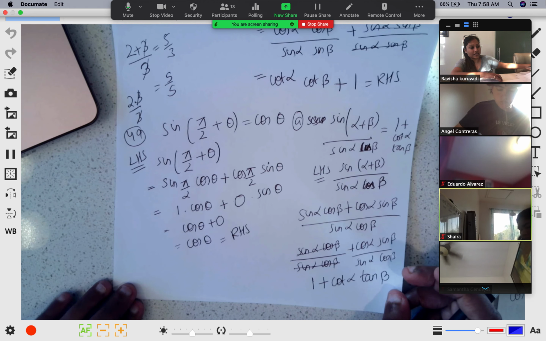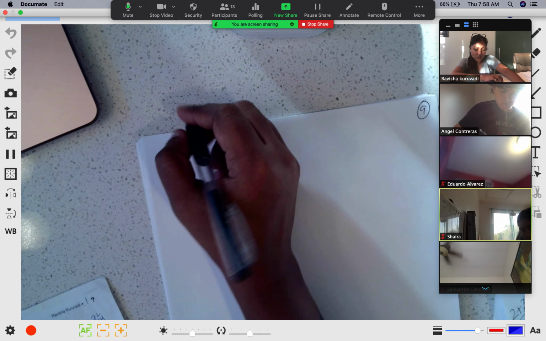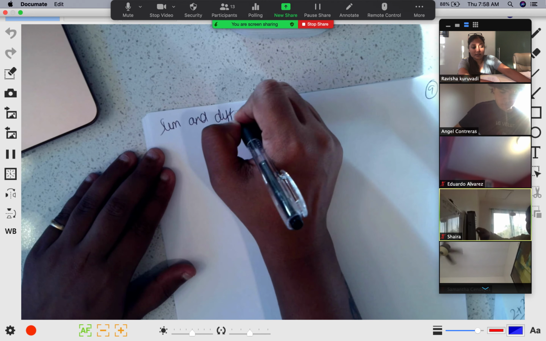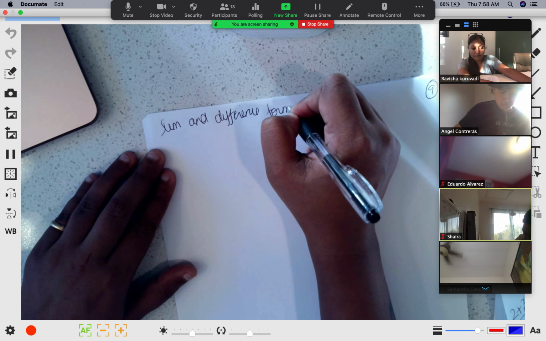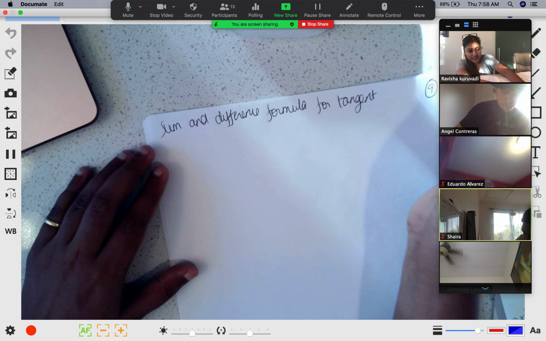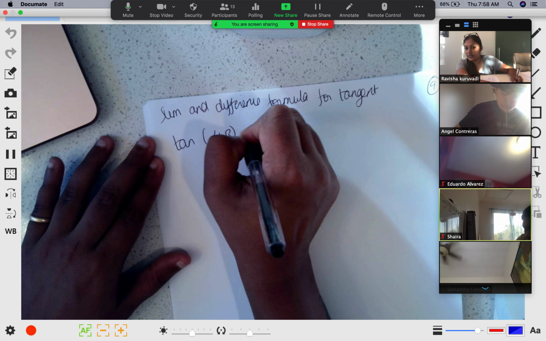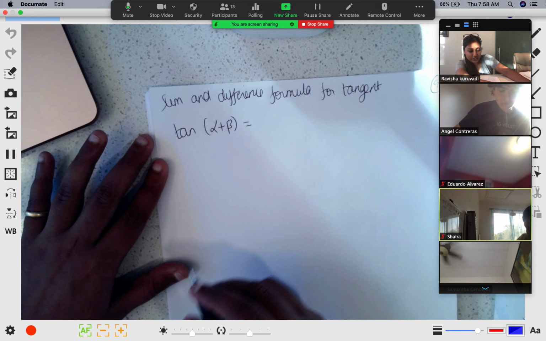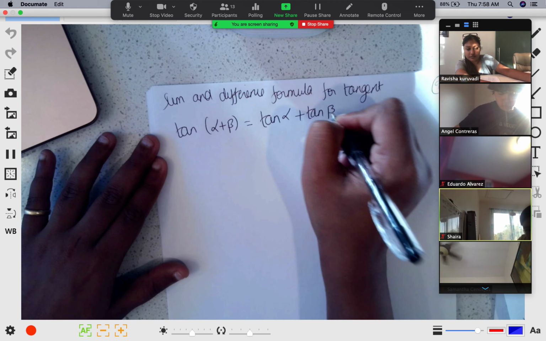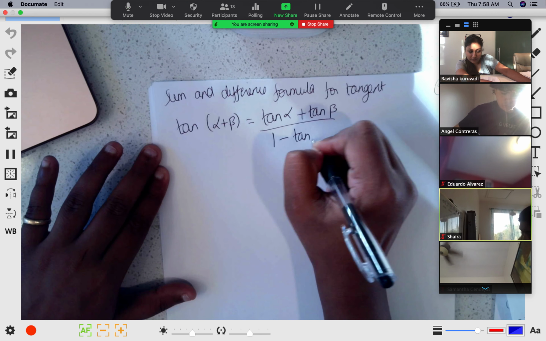Okay, let's see guys here. I'm going to do the next problem. The last topic for today is the sum and difference formula for tangent. So the formula for tangent is, if you have tangent of alpha plus beta, this is equal to tangent alpha plus tangent beta over 1 minus tangent alpha tangent beta.